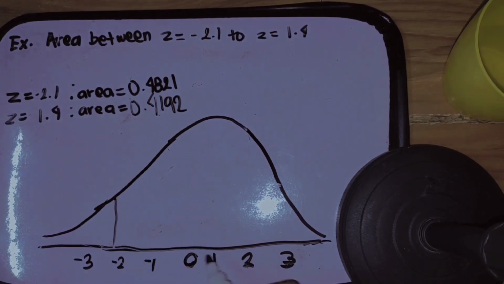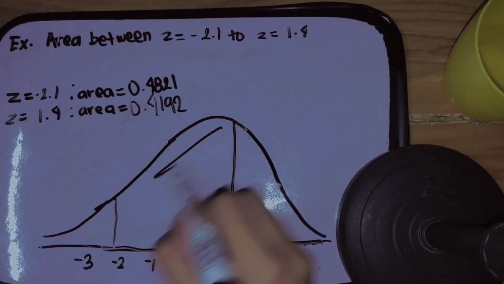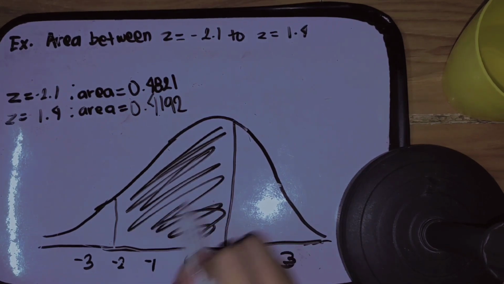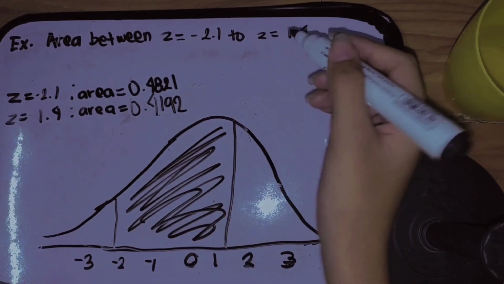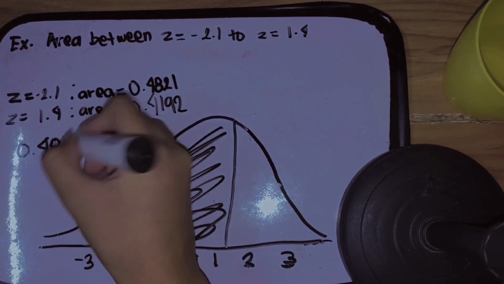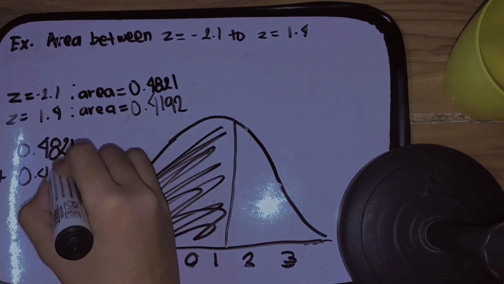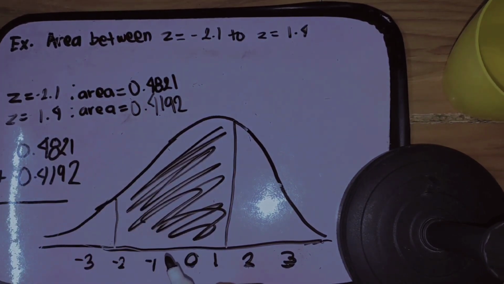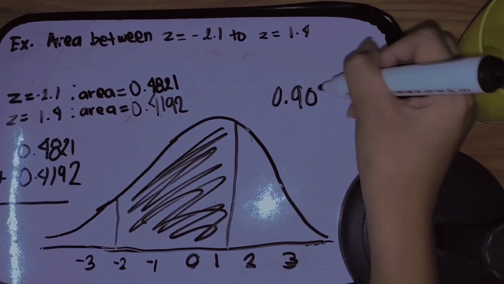So, shade na natin ang area. 2.1, so dito, and 1.4, so dito. Sinabing between, so isi-shade natin itong part dito. Since sinabing area between z-score equals negative 2.1 to z-score 1.4, ipag-add natin yung dalawa. So, 0.4821 plus 0.4192 equals 0.9013.